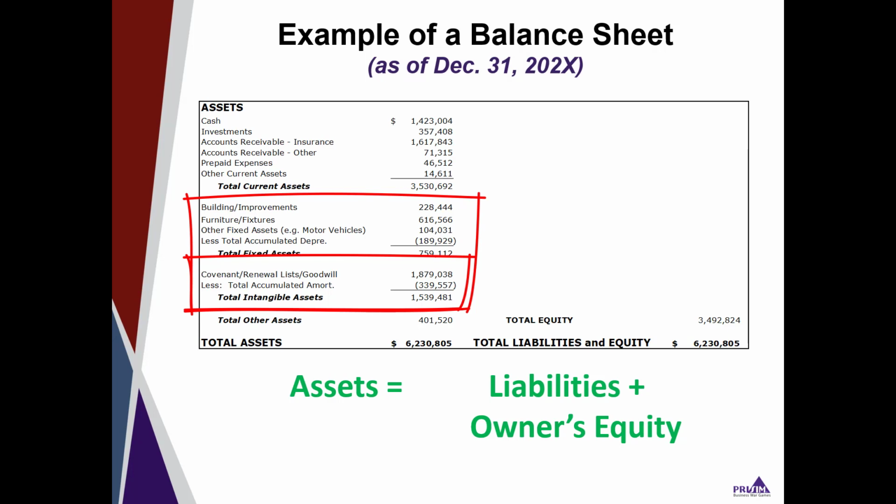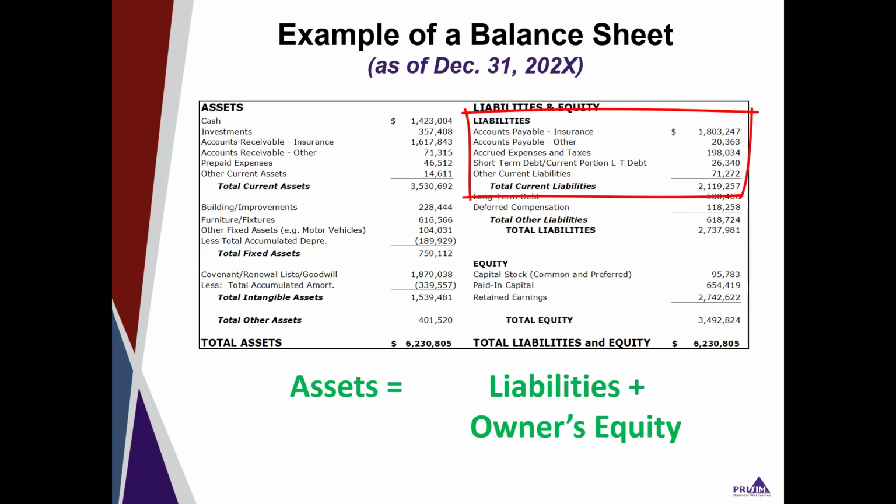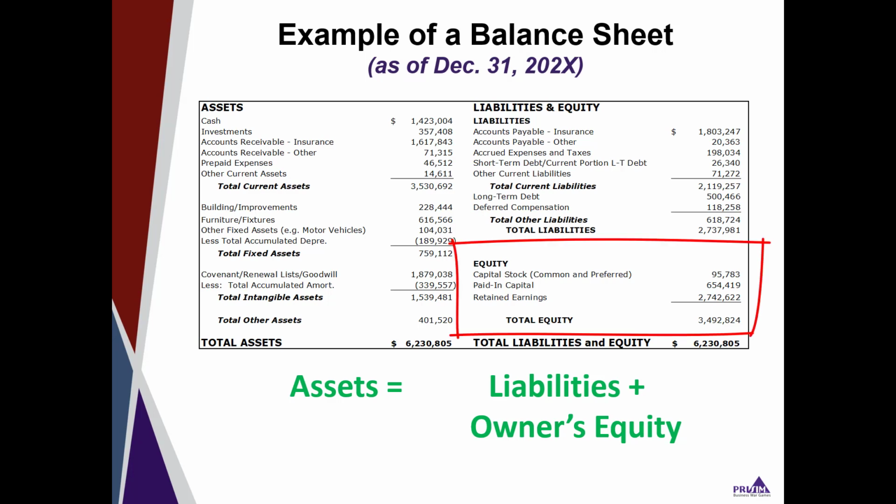And then on the other side, liabilities include current liabilities that you expect to pay off within a year, such as accounts payable that are bills that need to be paid within a year, and accrued expenses such as a power bill, and short-term debt or notes that we need to pay back within a year. And then you've got long-term debt and deferred compensation that we know we'll need to actually pay out at some point in the future.